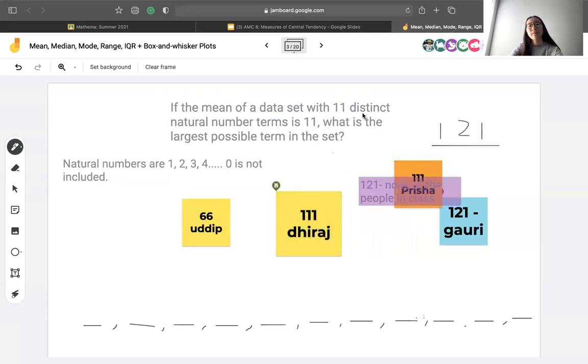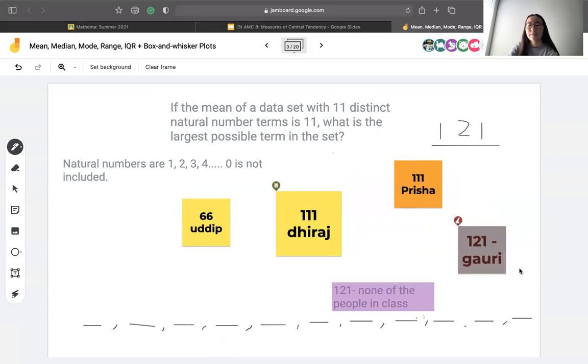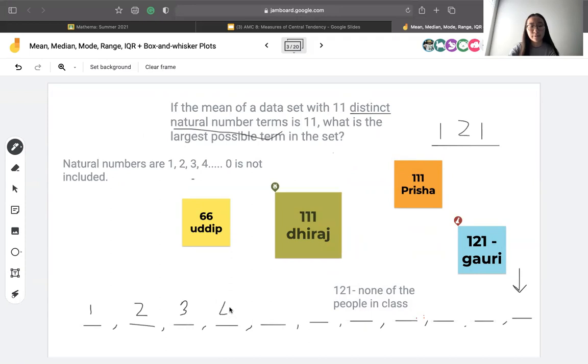Okay, so we want this number right here to be as large as possible, which means we must make all the other numbers as small as possible. And they also have to be distinct natural number terms. As you can see here, natural numbers are like 1, 2, 3, and 4. So we want to make them as small as possible, and they must be distinct, so we can't just repeat 1. So we go 1, 2, 3, 4, 5, 6, 7, 8, 9, 10.